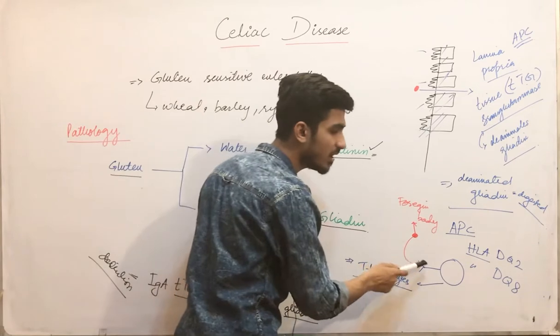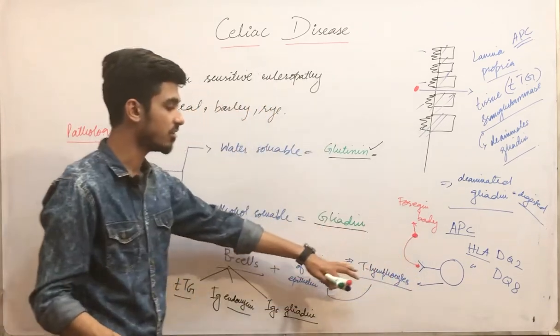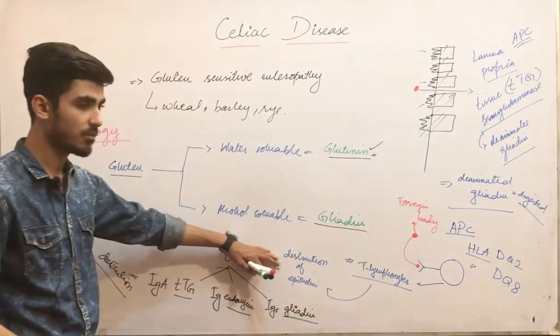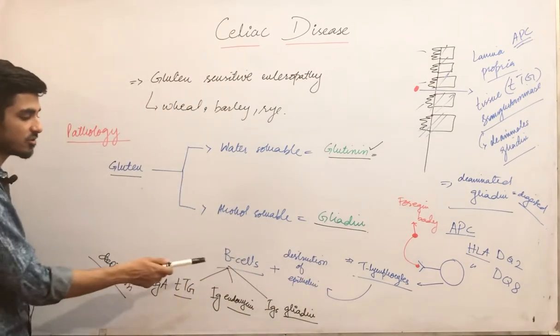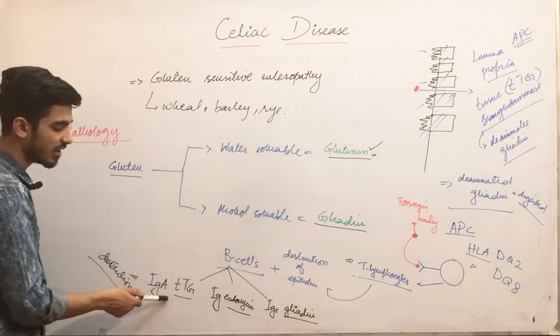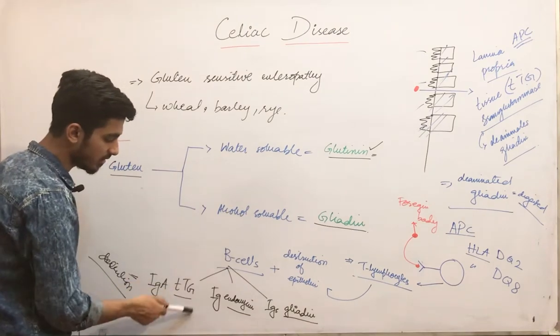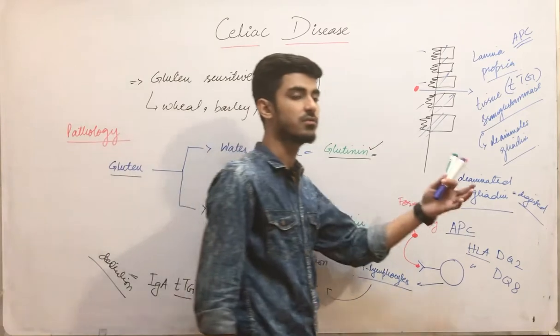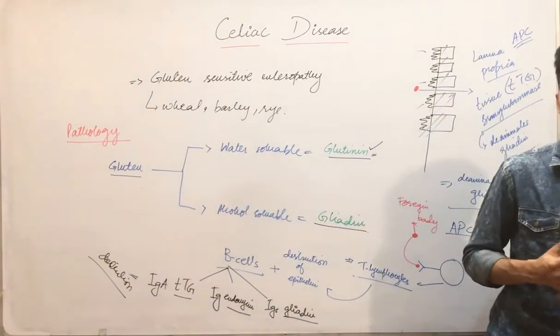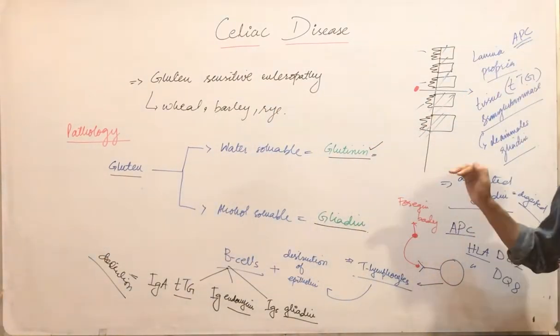So what happens, they cause the activation of the T lymphocytes, which cause the destruction of the epithelium, and they also activate the B cells. These B cells produce the antibodies, anti-IgA, against the tissue transglutaminase, endomysium, and against the gliadin, and this further causes the destruction. So this is the pathology of this disease.